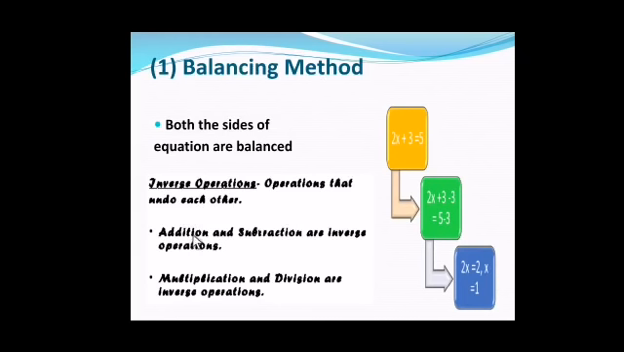And one more important thing, students: the operations which are performed are inverse operations, meaning operations that undo each other. If addition is there, you have to perform subtraction. If subtraction is there, you have to perform addition. That is, addition and subtraction are inverse operations. Similarly, if multiplication is there, which operation to perform? Division. If division is there, which operation to perform? Multiplication. So multiplication and division are also inverse operations which are performed in the balancing method to find its solution.